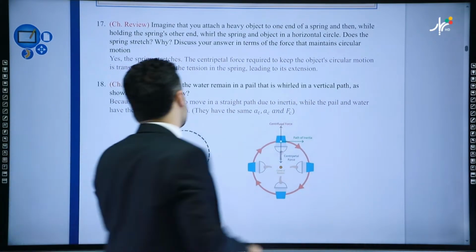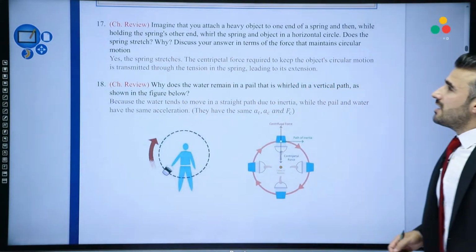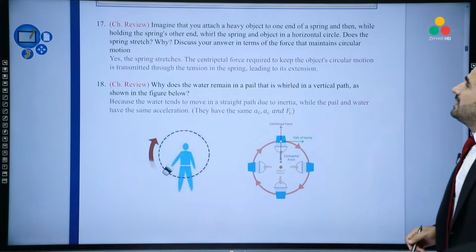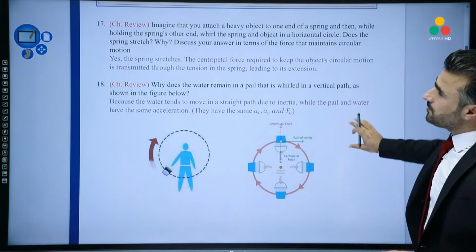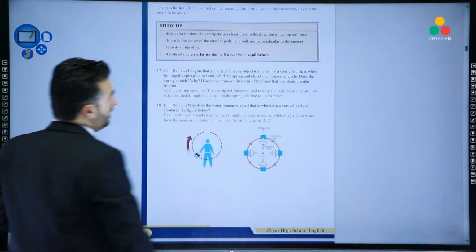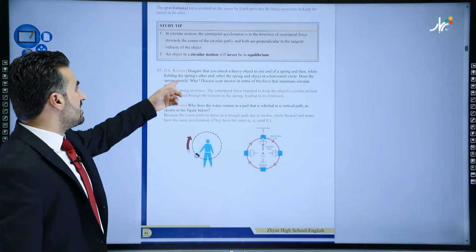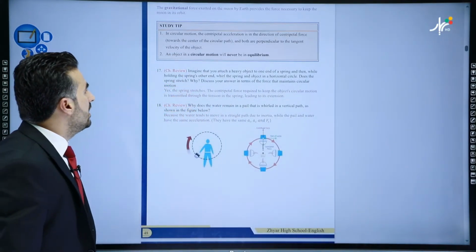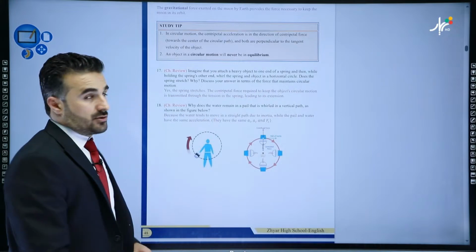Now we have another question here. Question 17 says, imagine that you attach a heavy object to one end of a spring, and then, while holding the spring's other end, whirl the object in a horizontal circle. Does the spring stretch? Why? Discuss, answering in terms of the force that maintains circular motion.